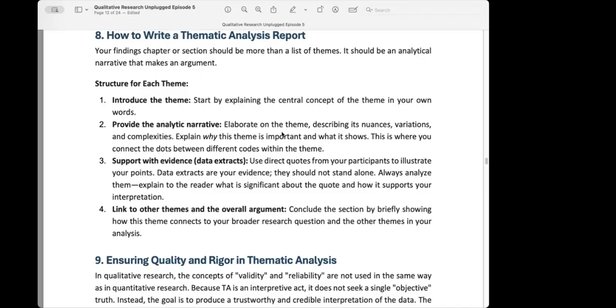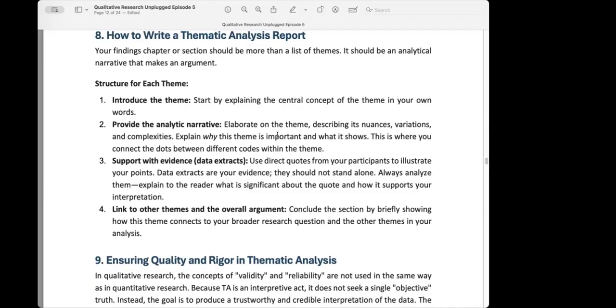Got it. 4. Link to other themes and the overall argument. Finally, conclude the section on each theme by briefly showing how this specific theme connects to your broader research question. Also, consider showing how it interacts with or relates to the other themes you've developed in your analysis. Do they reinforce each other? Do they perhaps represent different facets of the same underlying phenomenon? Are there maybe interesting tensions or contradictions between different themes? This helps build a cohesive, integrated narrative for your entire findings chapter, showing the interconnectedness of your insights rather than just presenting them as isolated findings. It strengthens the overall story.